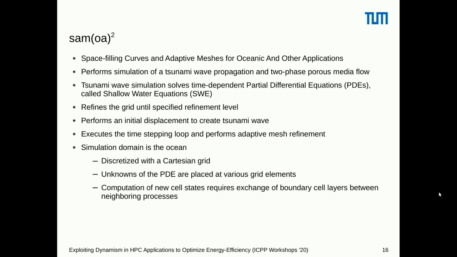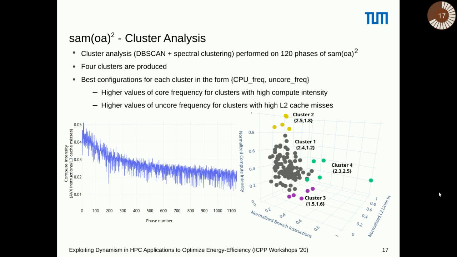The simulation domain, which is the ocean, is discretized with the Cartesian grid, and the unknowns of the PDE are placed at various grid elements such as grid cells, vertices, or edges. We evaluated a methodology using a maximum refinement level of 20 for a total of 120 iterations of the simulation loop.